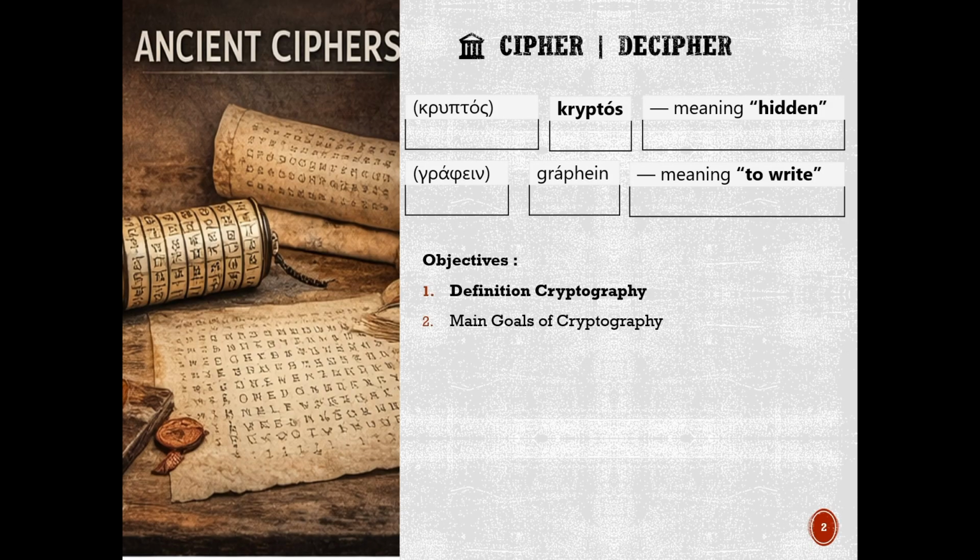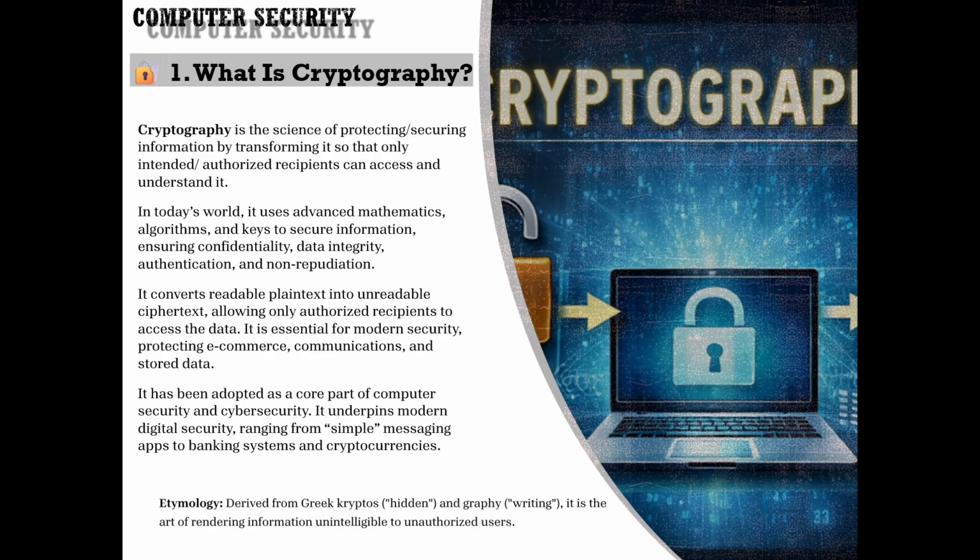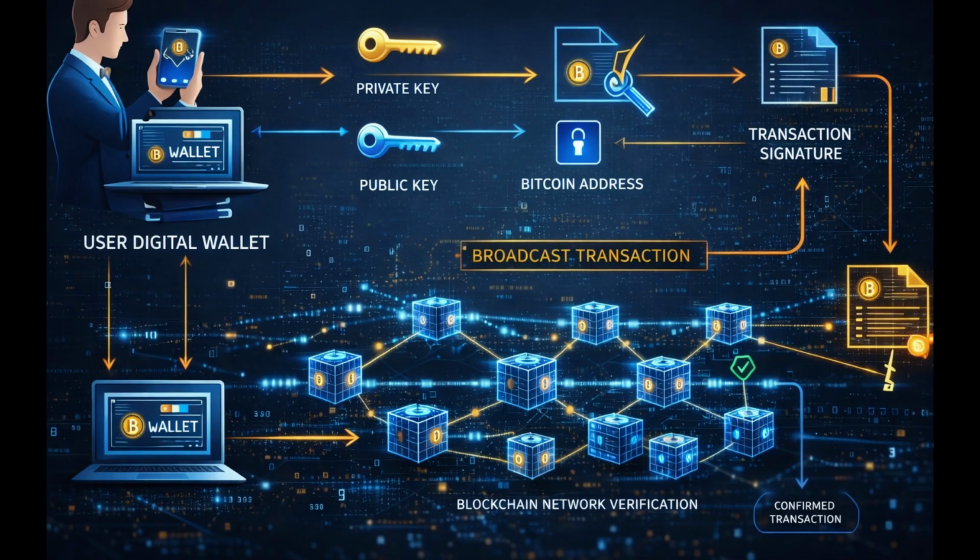Our objectives today: we will define cryptography. We'll be looking at the main goals and purposes, the brief history, real world uses, and then finally the takeaway. So, what is cryptography? Cryptography is the science of protecting and securing information by transforming it so that only intended or authorized recipients can access and understand it.